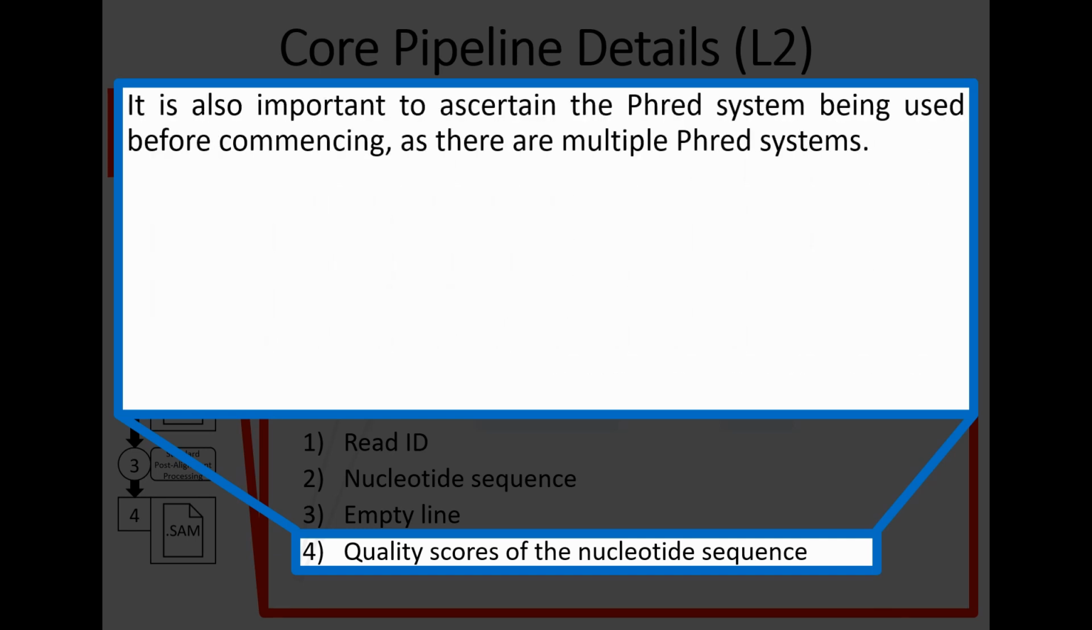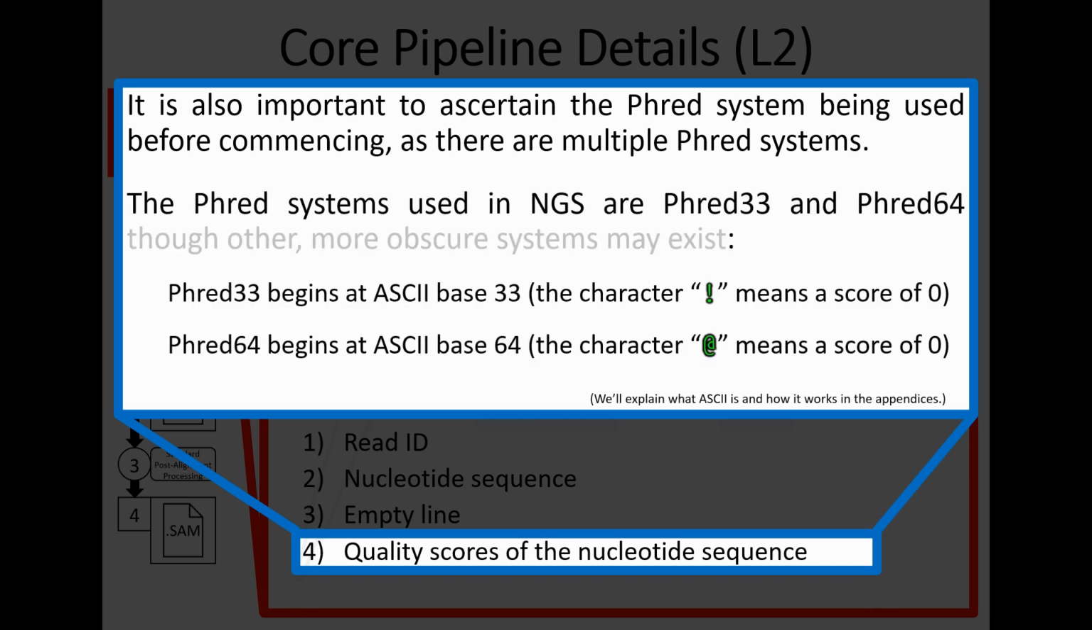It is important to note that there are at least 2 Phred systems used in FASTQ files. Phred 33 begins at ASCII character 33, with the exclamation mark symbol corresponding to a score of 0, while Phred 64 begins at ASCII base 64, with the @ symbol corresponding to a score of 0. Therefore, it is important to first ascertain the Phred system being used before commencing analysis.